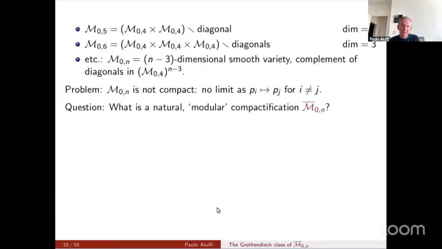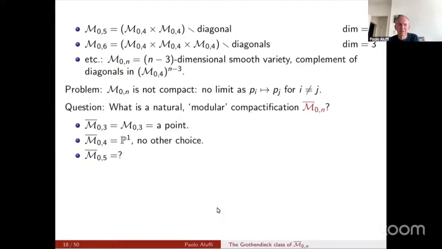So a natural question is, can you find a good compactification? Good means modular, so it should be something that parameterizes objects, represents a functor. It should be as clever as M0n, but should allow points to collide to some extent. So if you go down the list, for M03 bar, you have no choice. The point is already compact and there's no problem there. For M04 bar, M04 is P1 minus 0, 1, infinity. There's only one curve that compactifies that, so there's no other choice. It must be P1.